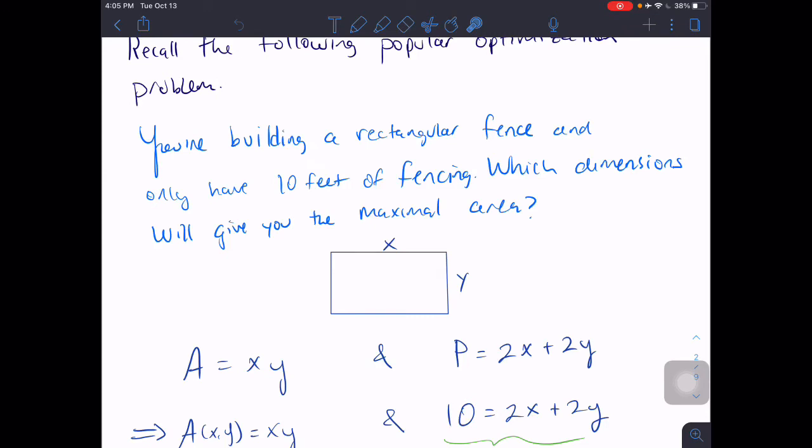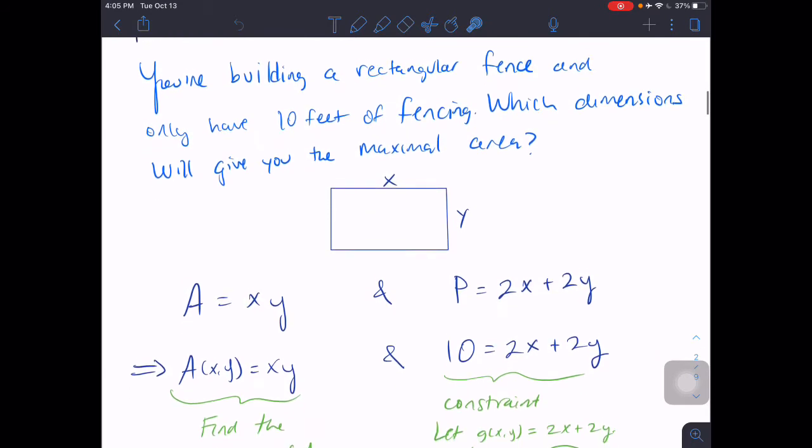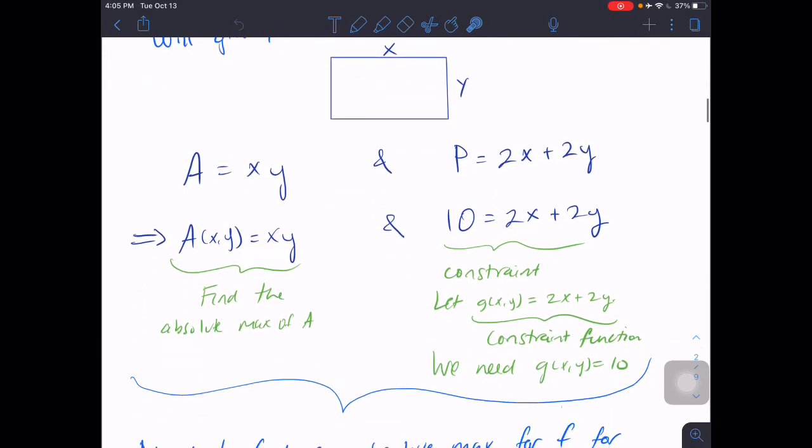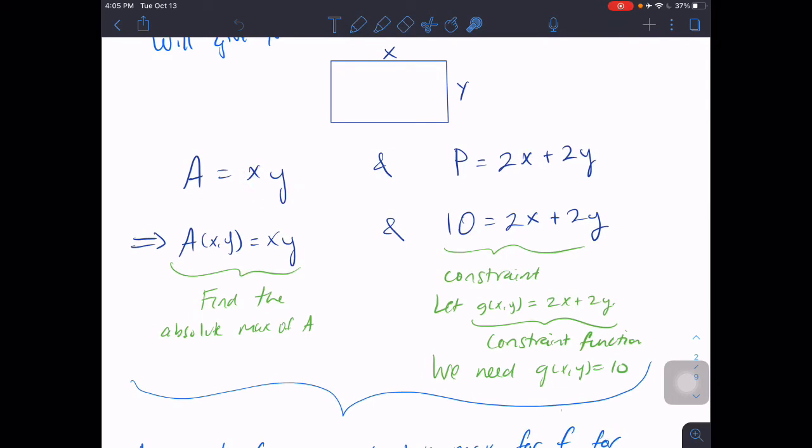And so in Calc 1, what you learned was to isolate one of the variables, plug that expression into the formula for my area, and turn this into a function of one variable, either all in terms of x's or all in terms of y's. Then you use derivatives and all that theory you learned in Calc 1 to help you find those dimensions. But we're going to do this a little differently, because now we notice the area is written in terms of x and y, so we can think of the area as a function of x and y.